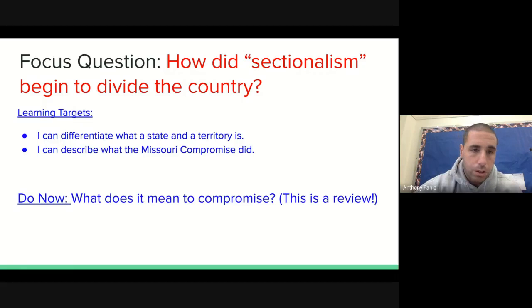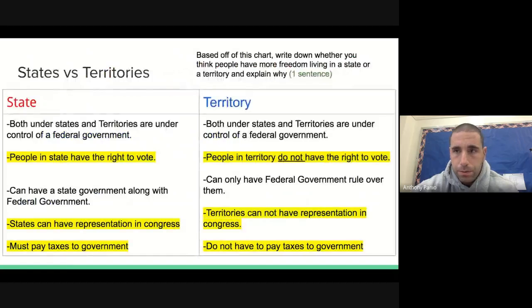All right, so you can just pause the video if you need to continue copying, but I'm going to just move on. The first thing we need to do is quickly review. There's nothing you need to write down yet. We need to quickly review the difference between a state and a territory. If you take a look, we've seen this before, but just to remind you of a couple things, we have states and we have territories that come within our country.